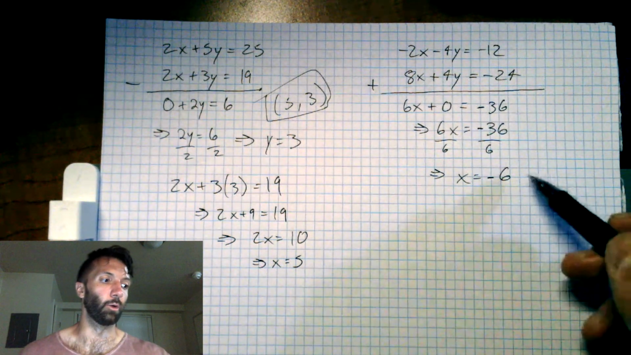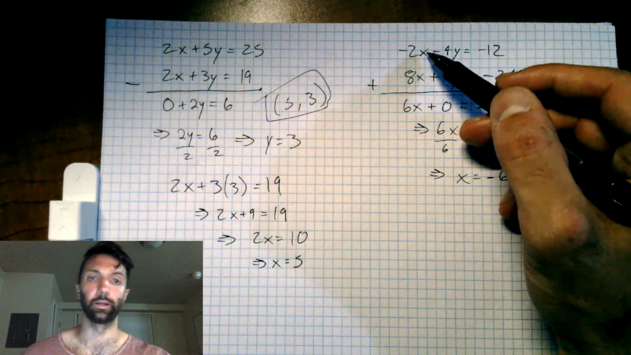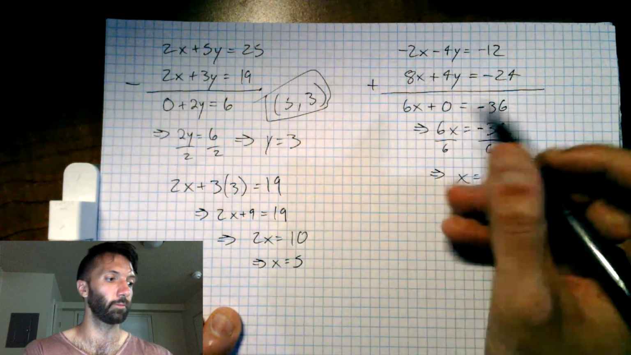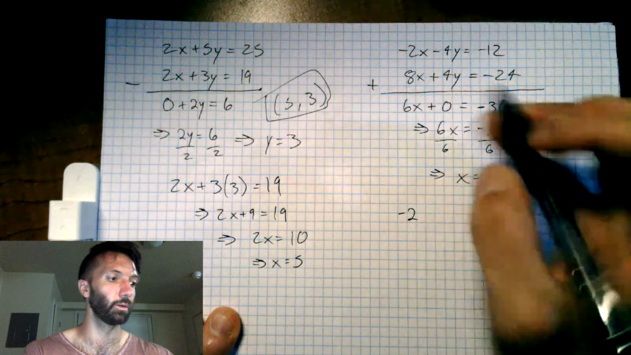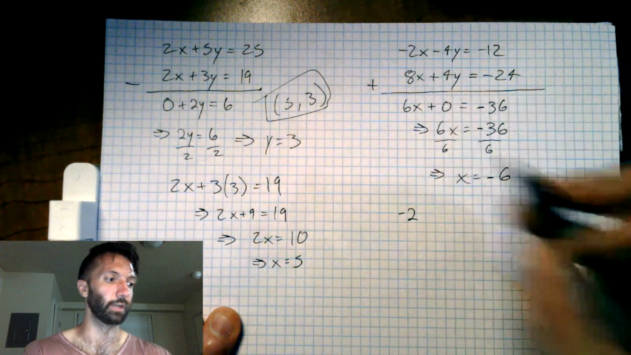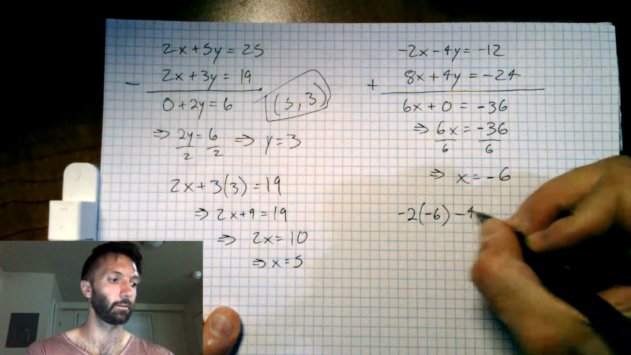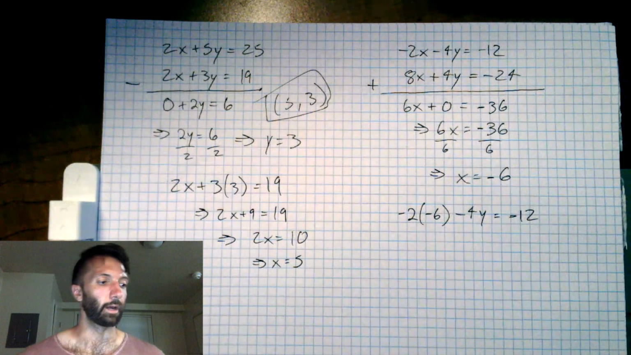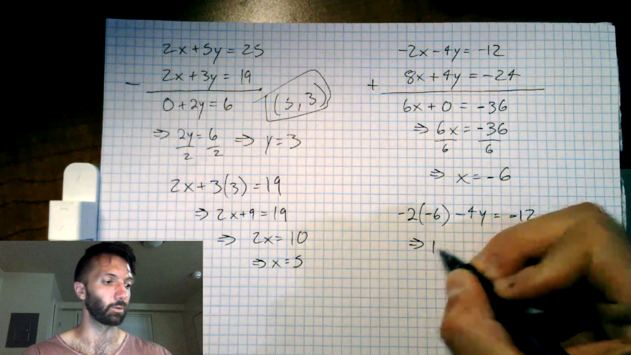And now that I know what x is, I can substitute it in for x up here and solve for y. So I'll copy down this top equation. You could do the bottom one if you want. I'm going to do the top. So negative 2 times x, which is negative 6, minus 4y equals negative 12. All right, now I can simplify. Negative 2 times negative 6 is positive 12.